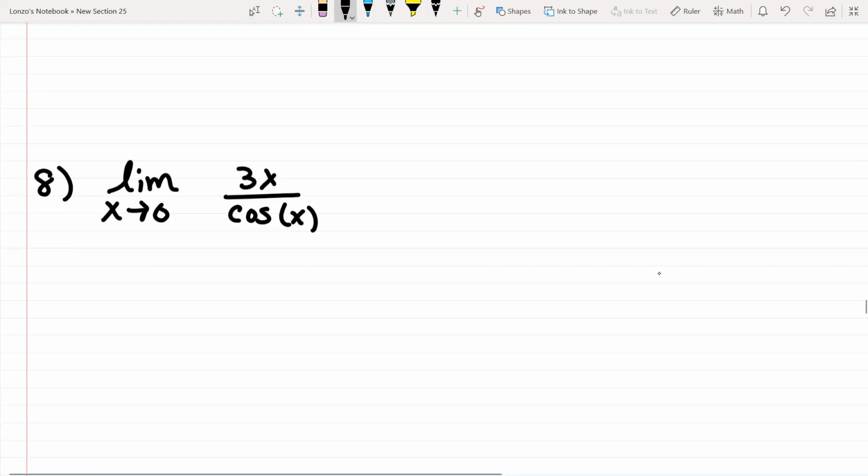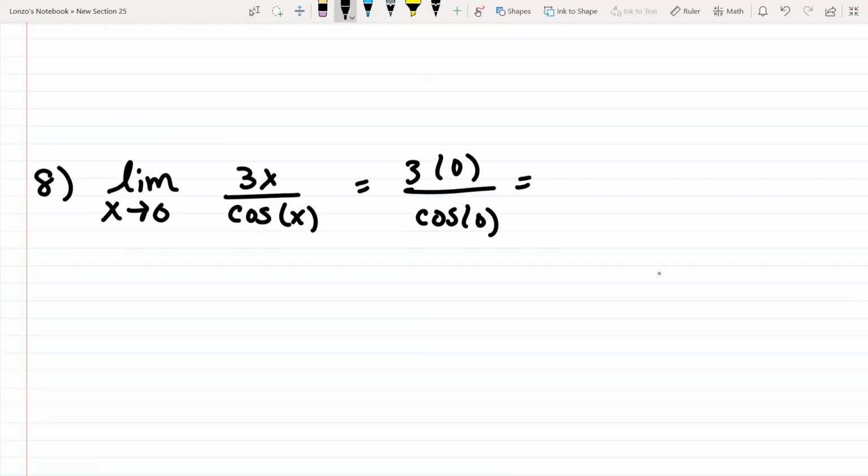Okay, number 8. Find the limit as x approaches 0. Maybe if we try plugging it in. So this is 3 times 0 over cosine of 0. So 3 times 0 is 0, and then cosine of 0 is 1. Now, this is okay. 0 over 1 is actually 0. We don't want to have undefined or 1 over 0, right? So this is fine. So your limit would be 0.